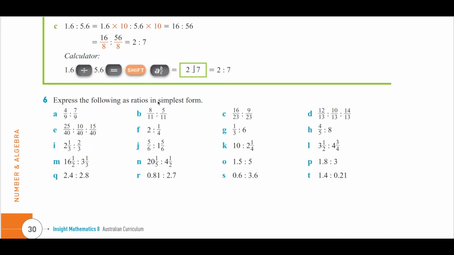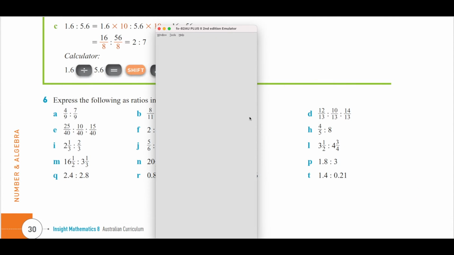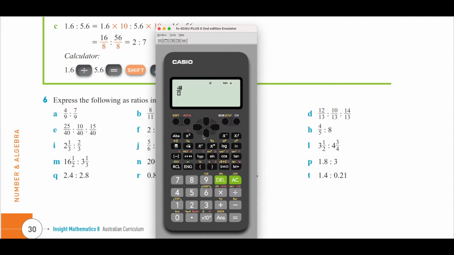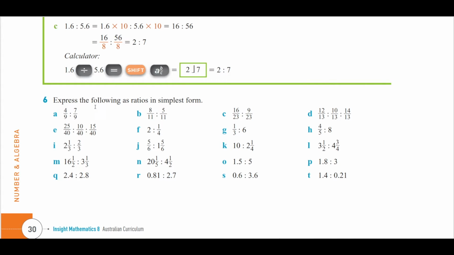Express the following as ratios in simplest form. So then just the first question, 4 over 9 to 7 over 9, so is what? Divide. Make sure you divide by 7 over 9. You get 4 to 7. So the answer is just 4 to 7. Okay, so now if you don't want to use a calculator, that's also fine. What you could have done is just multiply both sides by 9. If you multiply 4 over 9 by 9, you get 4. If you multiply 7 over 9 by 9, you get 7. So that also works, but you don't need to do that.